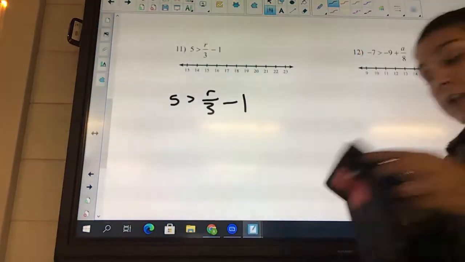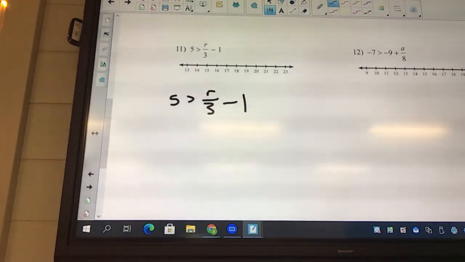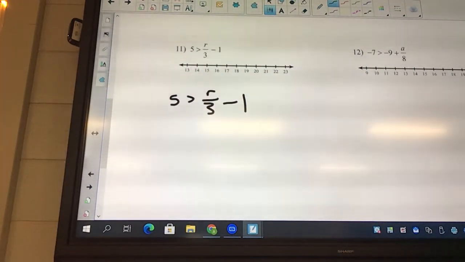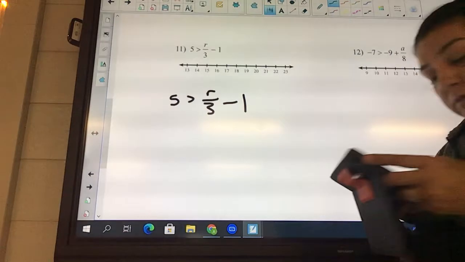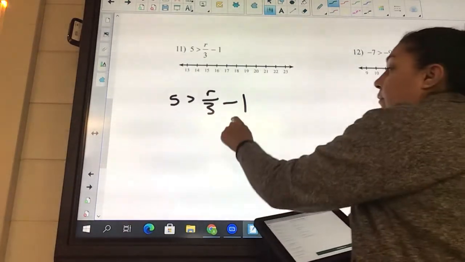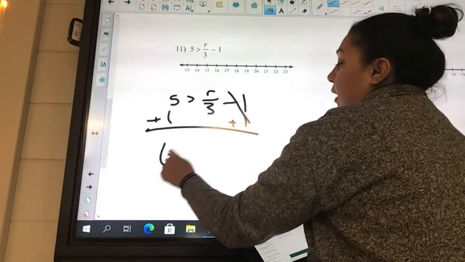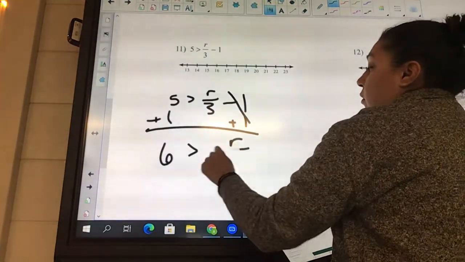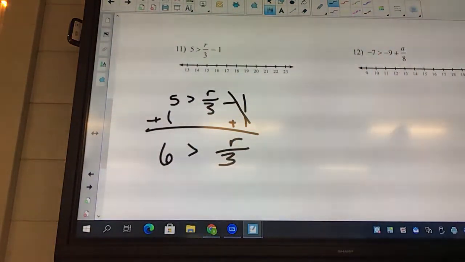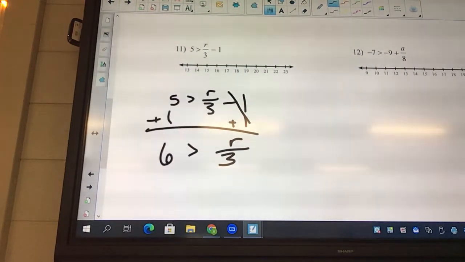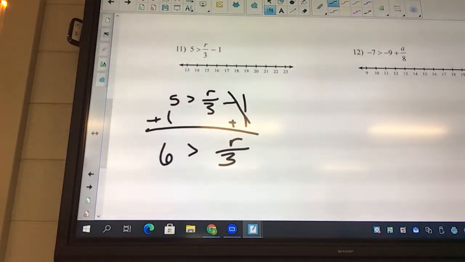Okay, 11. What needs to move first? No, the 3. The 1. Okay, so we're gonna have 6 is greater than r over 3. Why does the 1 need to move first? Yeah, so it's the one that's by itself.